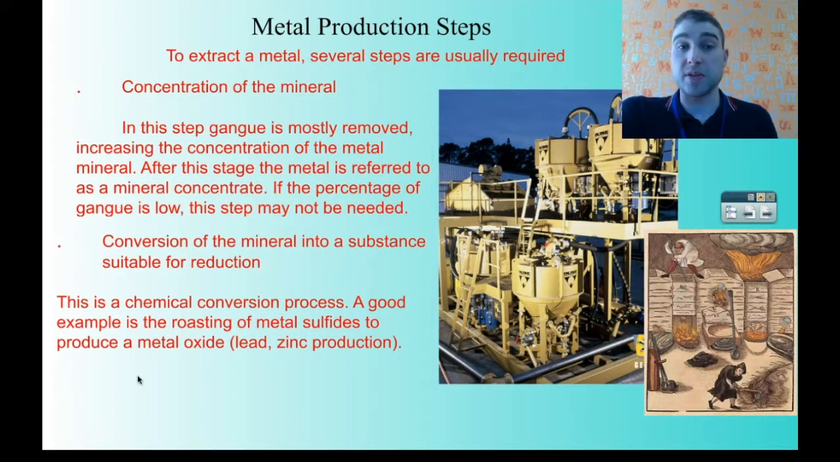So the next step is to convert the mineral into a substance that is suitable for reduction. And this might be because the compound you convert it into is much more easily reacted with. A good example is you might roast metal sulfides in air to produce oxides, and oxides can get reduced at much lower temperatures. So that might be why that happens. This happens in lead and zinc production, and again, we're going to look at this as an example in zinc production.